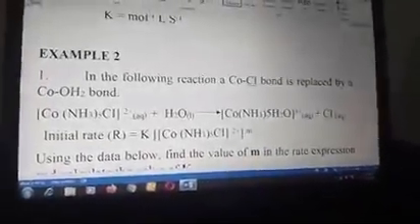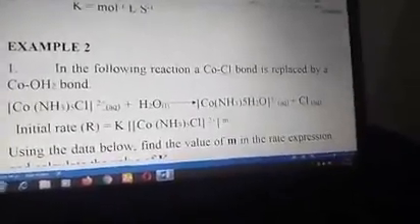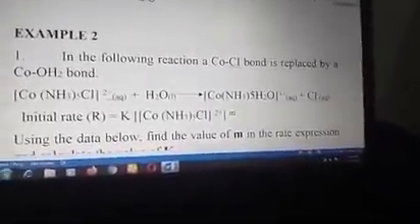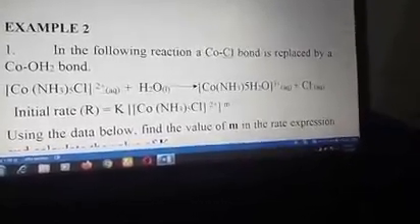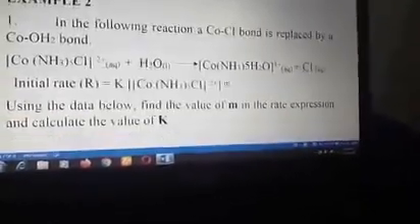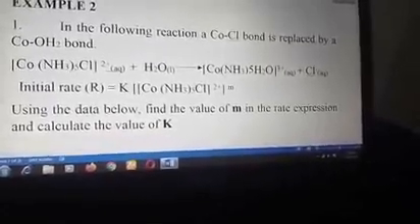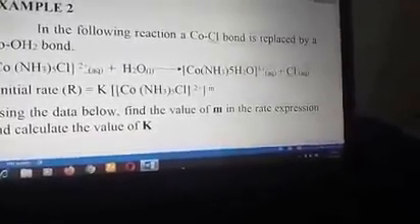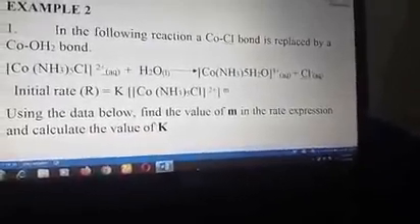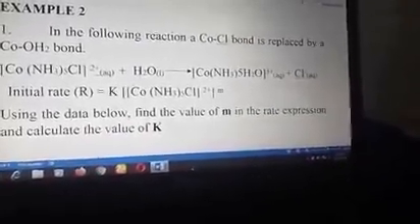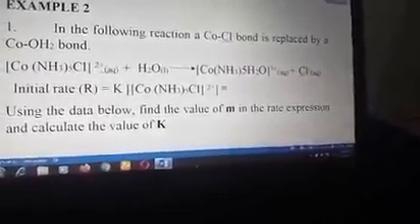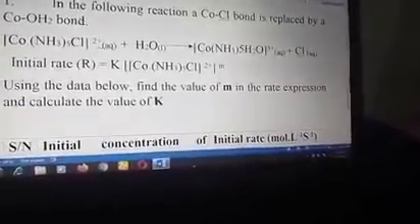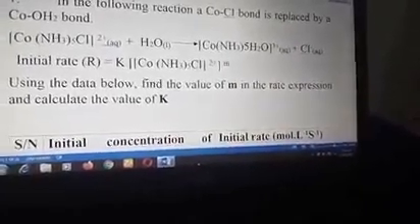Going over to example 2. In the following reactions, a cobalt chloride bond is replaced by a cobalt water molecule bond. You see the reaction between the cobalt complex and water in the equation given to us, and we are given the initial rate as K into the cobalt complex raised to the power M. Using the data below, we are asked to find the value of M in the rate expression and calculate the value of K.